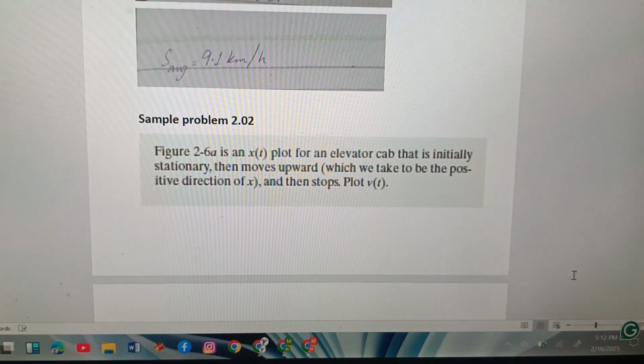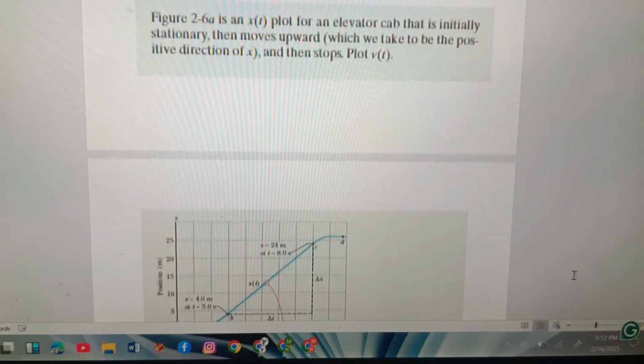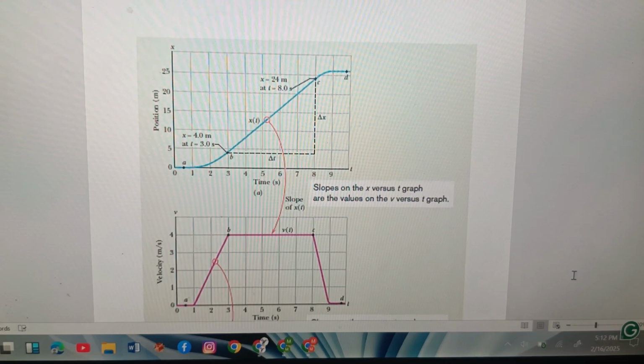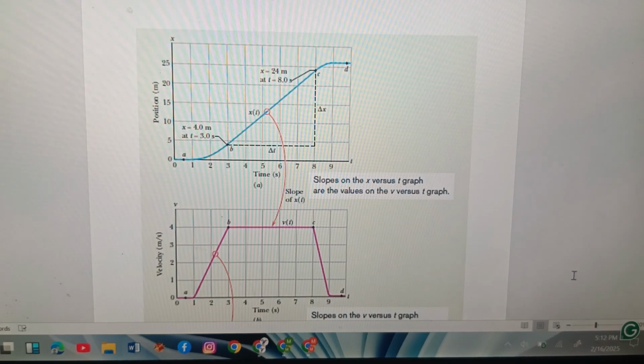Now moving on to sample problem 2.02. In this figure, 26a is an x plot for an elevator cab that is initially stationary and then moves upward, which we take to be the positive direction of x, and then stops. We need to plot v versus t. The first graph with the blue line is our figure 26a.